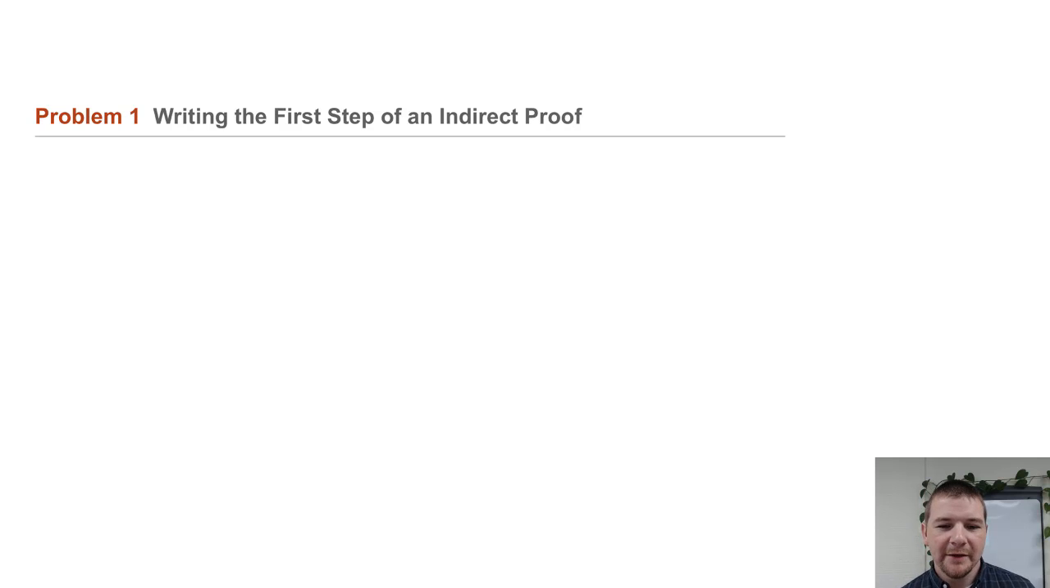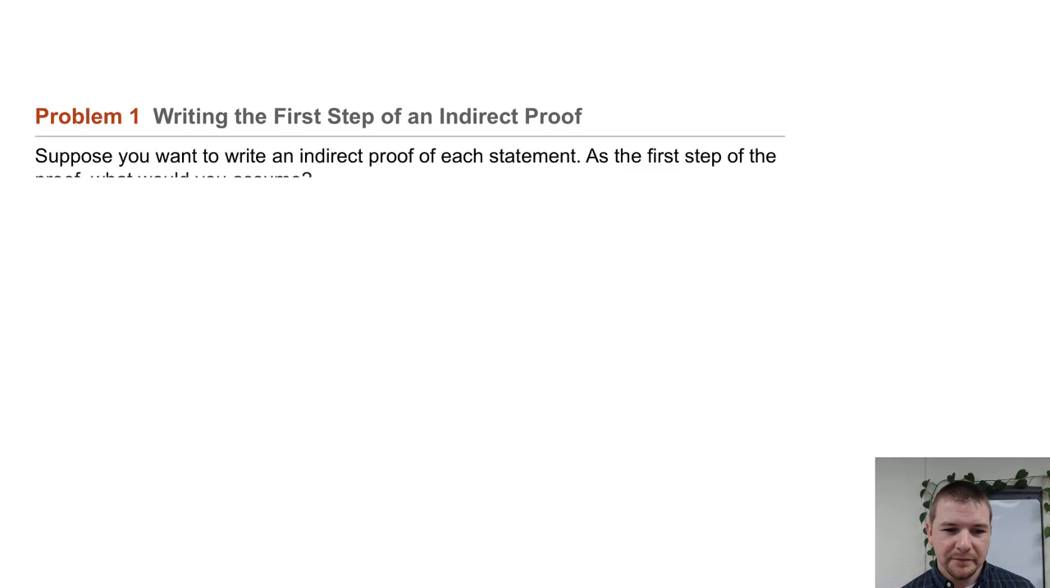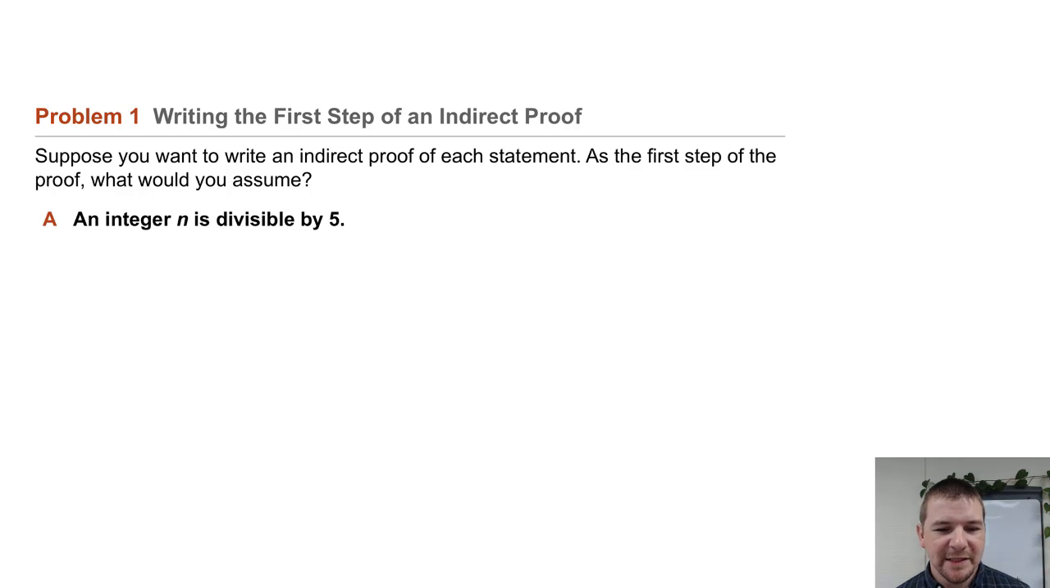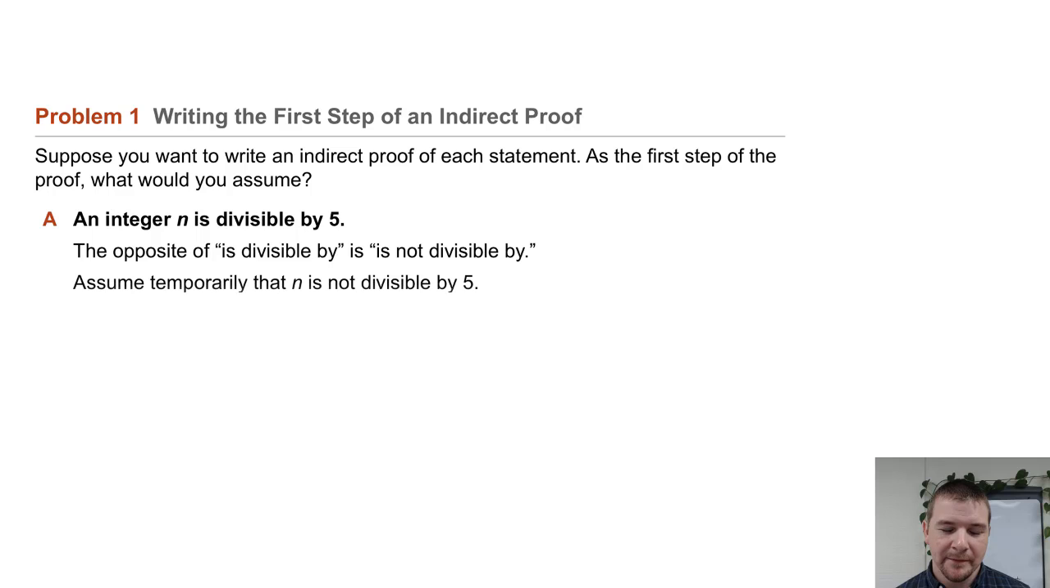Problem 1. Writing the first step of an indirect proof. Suppose you want to write an indirect proof of each statement. As the first step of the proof, what would you assume? A says an integer n is divisible by 5. Well, the opposite of "is divisible by" is "is not divisible by." So our first step would be to assume temporarily that n is not divisible by 5.